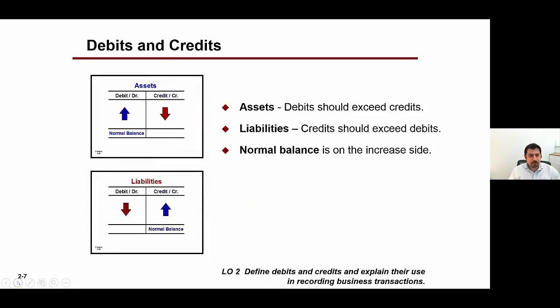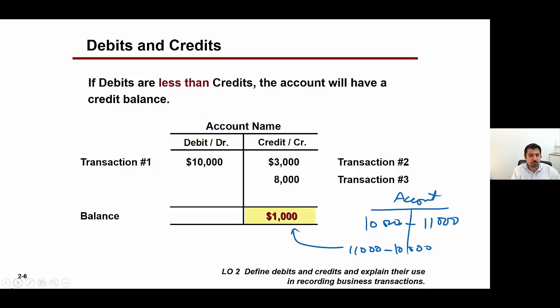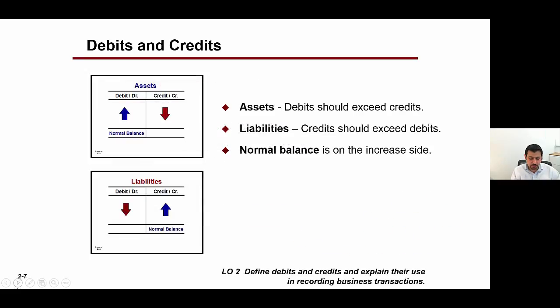Generally speaking, the account can have the normal balance either on the debit side or on the credit side. Like we said in the previous example, the normal balance was credit. So when the normal balance is credit, you have more credits than debits. When the normal balance is debit, it means you have more debits than credits. Here, the normal balance is always on the increase side.